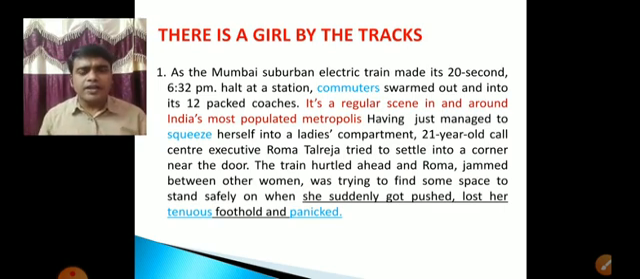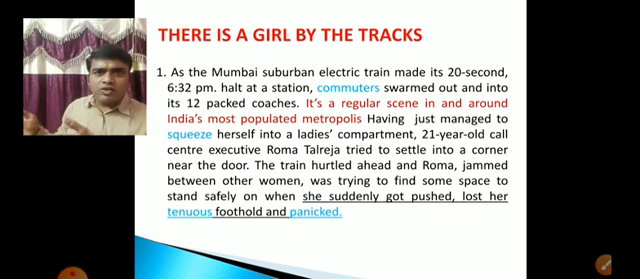In the sense, India is the largest country, children, and some towns or cities in India are very wide and have a high density of population. That's why it's a common scene. What is the common scene? People getting into its 12 packed coaches. Here, the packed coaches refer to the train, children.